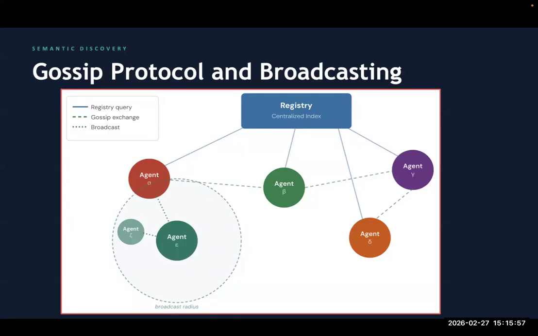And then in certain environments, edge networks and deployments, local clusters, agents might announce their presence via multicast or broadcast on a shared channel, as you can see in agent epsilon. And that's just the fastest path to discovery, but it only works within bounded communication domains. So these are 3 common ways that agents can discover each other: via registry query, gossip exchange, or broadcast.